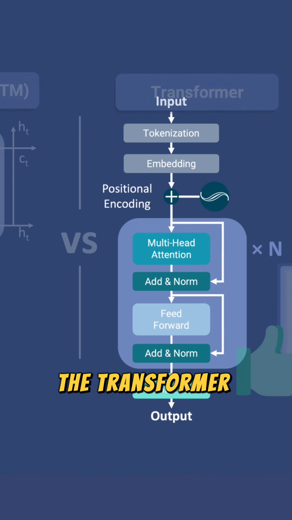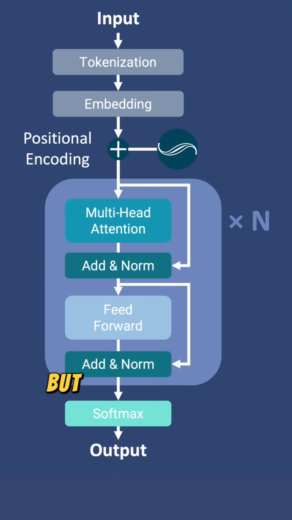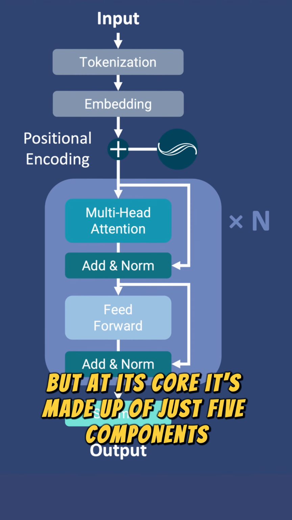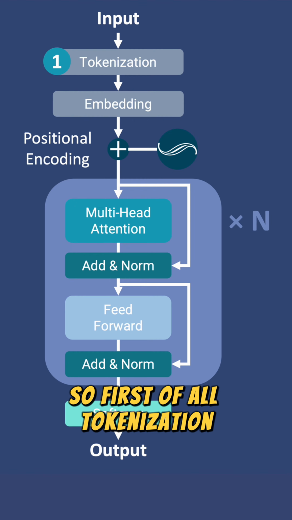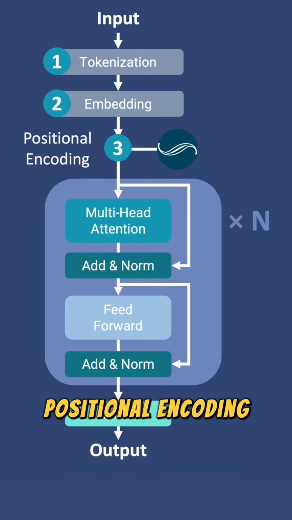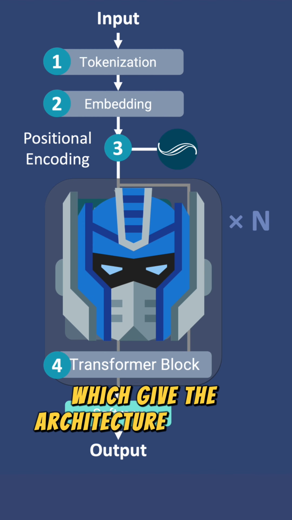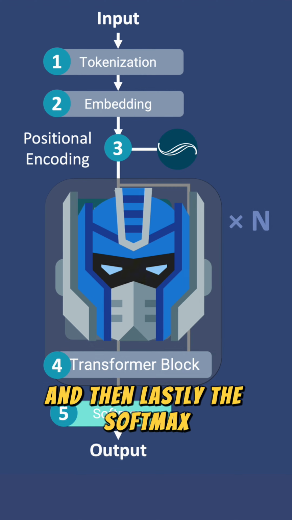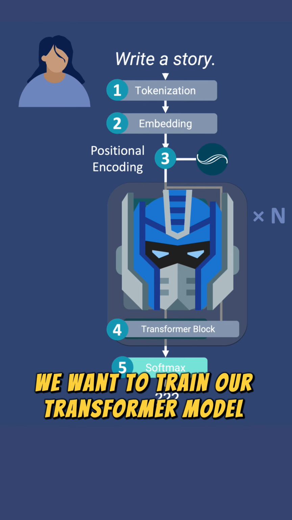At first glance, the transformer architecture looks super complex, but at its core it's made up of just 5 components. So first of all, tokenization, embeddings, positional encoding, the transformer blocks, which give the architecture its name, and then lastly the softmax. So let's say we want to train our transformer model to write stories.